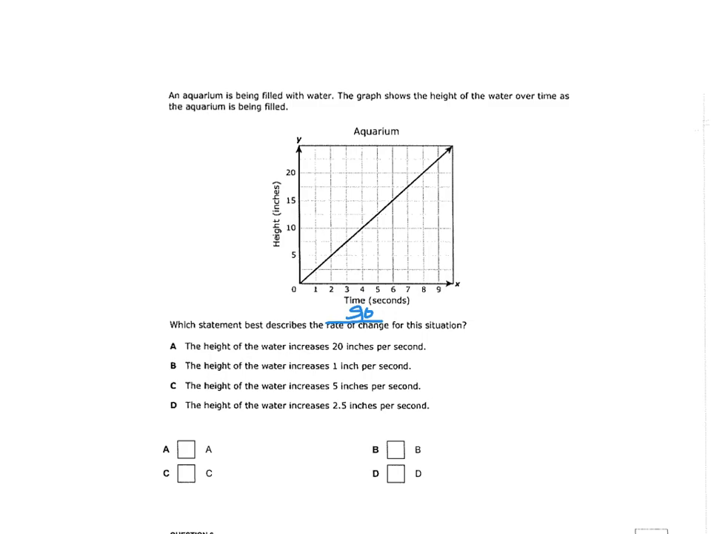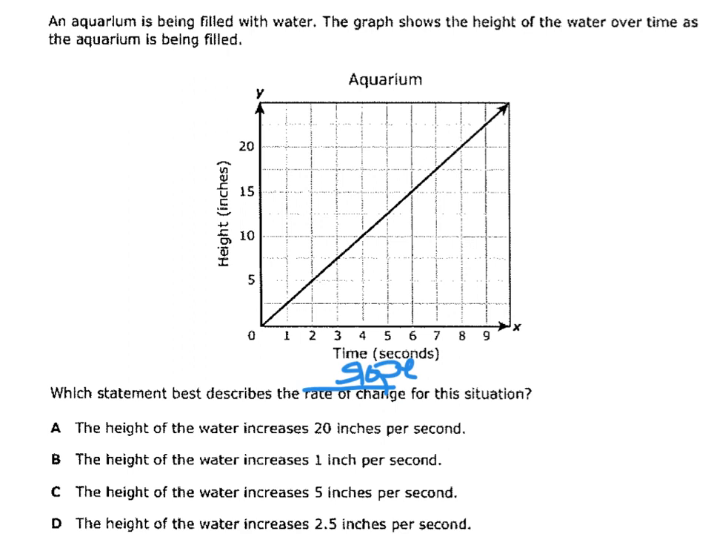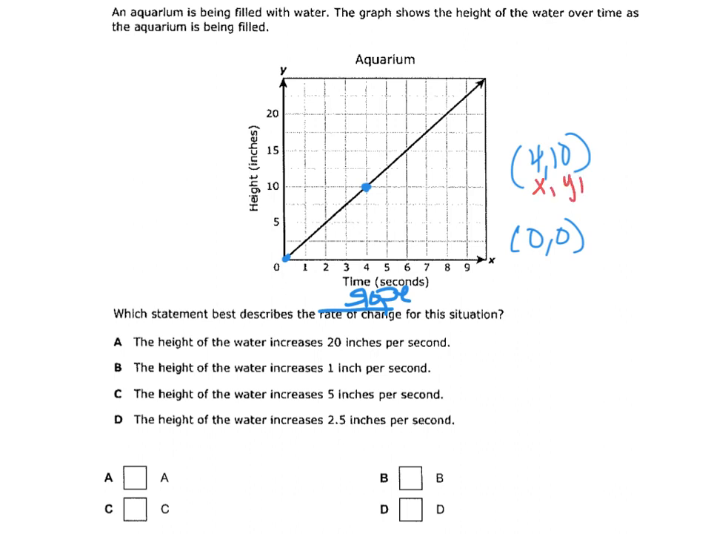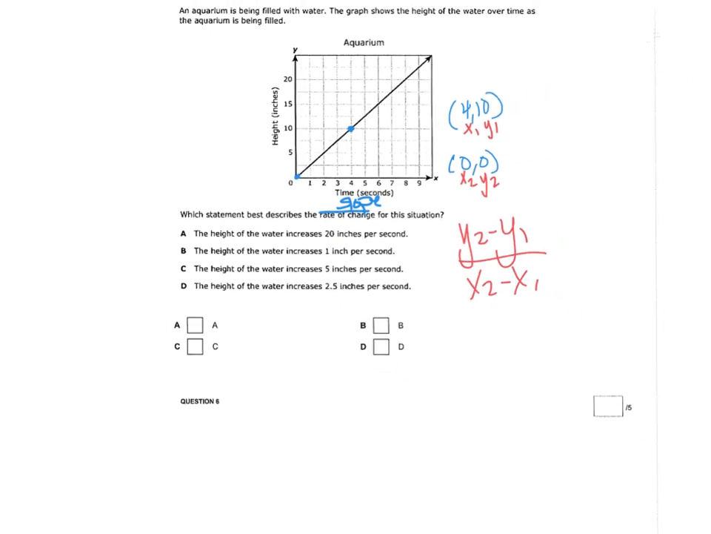So this is the same as slope. So let's find 2 good points. Let's use 0, 0, because that's an easy one, and then this one. I'm using this one because it's not in between, so I wouldn't have to deal with the decimal. So I'm going to use 0, 0, and 4, 10, and then use your slope formula. x1, y1, x2, y2. Okay, so do y2 minus y1, x2 minus x1. And that will give you your slope. They're all different.